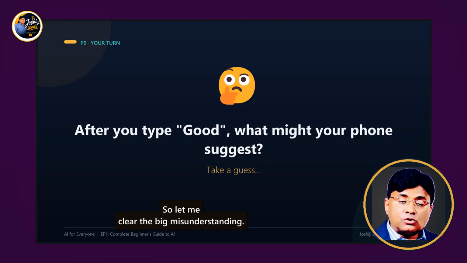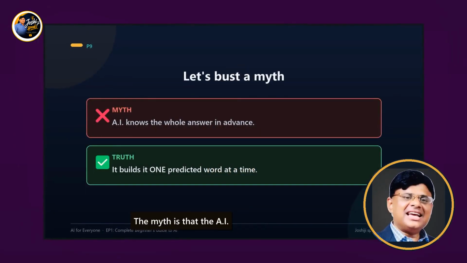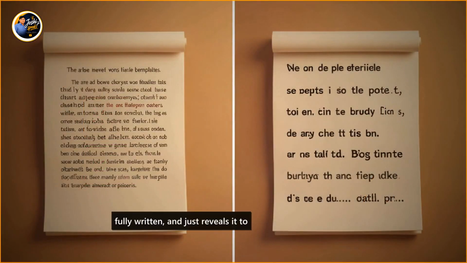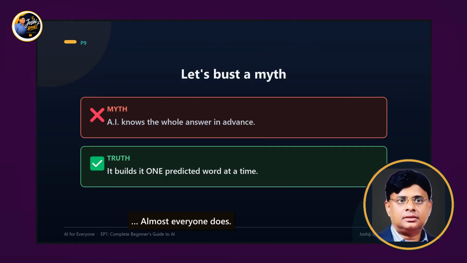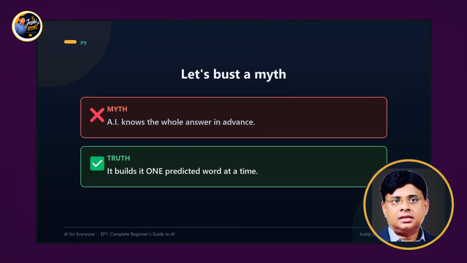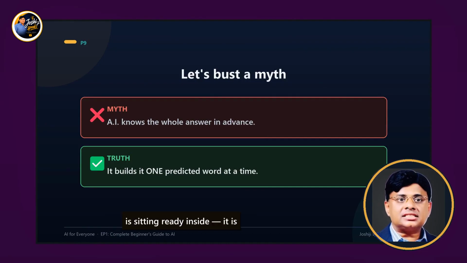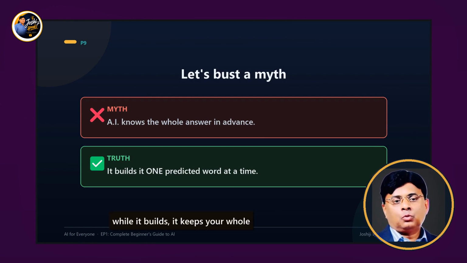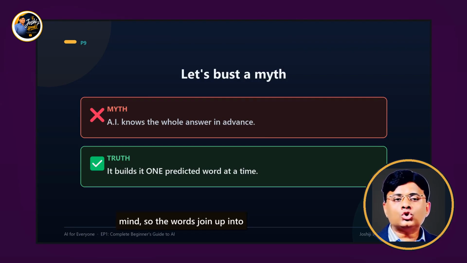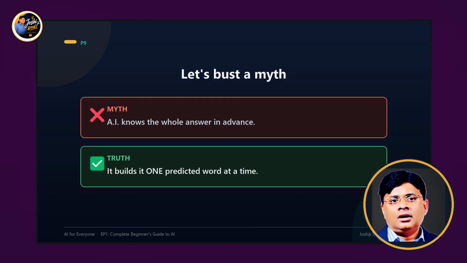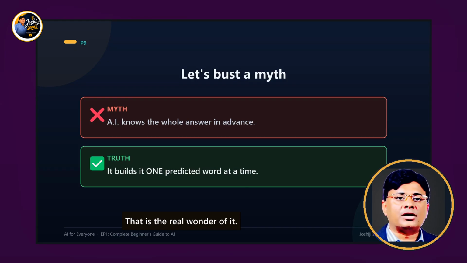So let me clear the big misunderstanding. The myth is that the AI somehow knows the whole answer in advance, fully written, and just reveals it to you. Be honest, is that what you imagined? Almost everyone does. But the truth is, no finished answer is sitting ready inside, it is being created live, one predicted word at a time, in front of you. And yet it is not random. While it builds, it keeps your whole question and everything written so far in mind, so the words join up into one sensible answer. Created as it goes, and still it makes perfect sense. That is the real wonder of it.